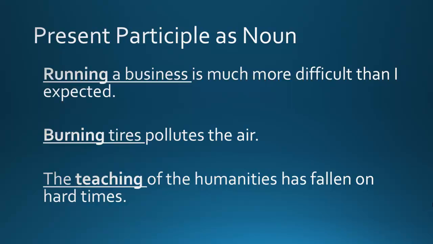A lot of times you won't just have the single activity word. Here we have the teaching, which is kind of shorter than a lot of these other examples, like running a business. But these are activity nouns, okay? Running is much more difficult than I expected. Running what? A business. So running here is acting as a noun. It's an action or an activity noun. The verb in this sentence is actually is. The verb in the following sentence, burning tires pollutes the air, is pollutes. And the verb of our sentence, the teaching of the humanities has fallen on hard times, is the verb phrase has fallen.